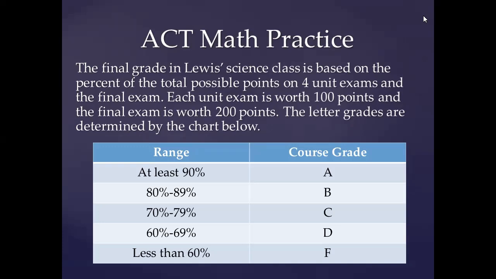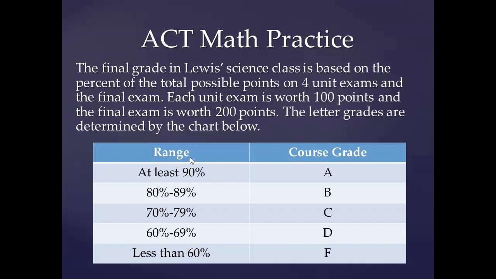Hello. For this session, we are going to cover an ACT math practice problem. The problem reads, the final grade in Lewis's science class is based on the percent of the total possible points on 4 unit exams and the final exam. Each unit exam is worth 100 points and the final is worth 200 points. The letter grades are determined by the chart below.